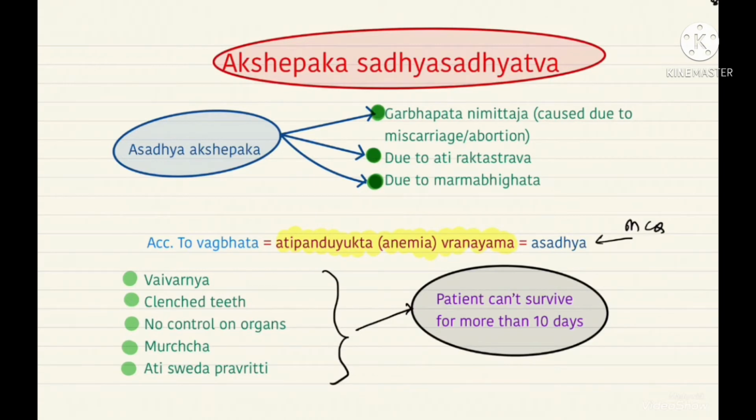Okay, now if the patient has Vaivarnya, that means there is discoloration, the color is not normal, natural. If the patient has clenched teeth, also if the patient has no control on organs, the patient gets murcha, or if there is atisveda pravrutti, excessive sweating, then such a patient also cannot survive for more than 10 days. So what we have seen here about Akshepak Sadhya Sadhyatva is which type of Akshepak is asadhya, and according to Vagbhata, the Atipandu Yukta Vranayam is asadhya, and what kind of symptoms are there. So if those symptoms are there, then that patient cannot survive for more than 10 days.